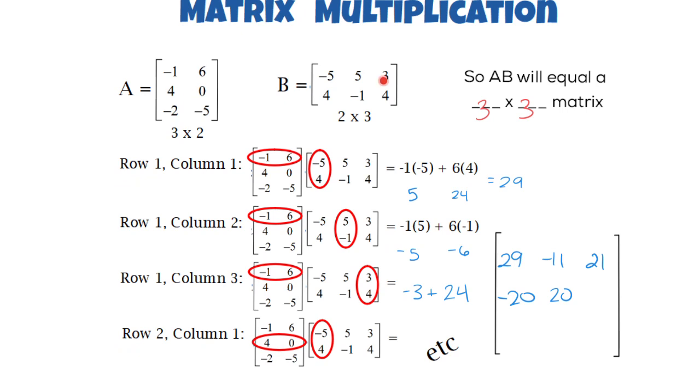Second row, third column. So 4 times 3 is 12 and 0. Now, this can get harder if you get bigger matrices, you're having to keep track of 3 or 4 numbers. I'm really only having to keep track of 2 numbers, so I feel like that's pretty doable to do in our head. So now I'm on to my third row, first column, -2 and -5.